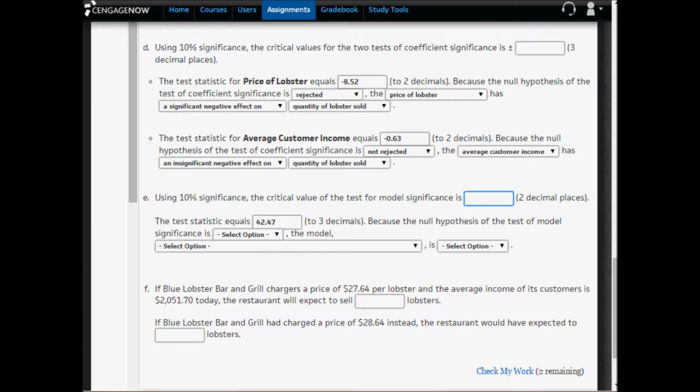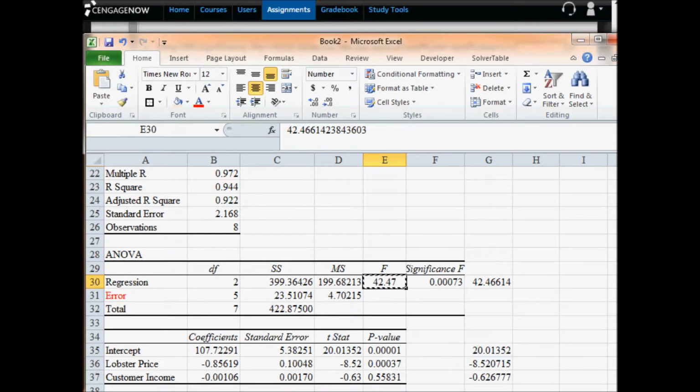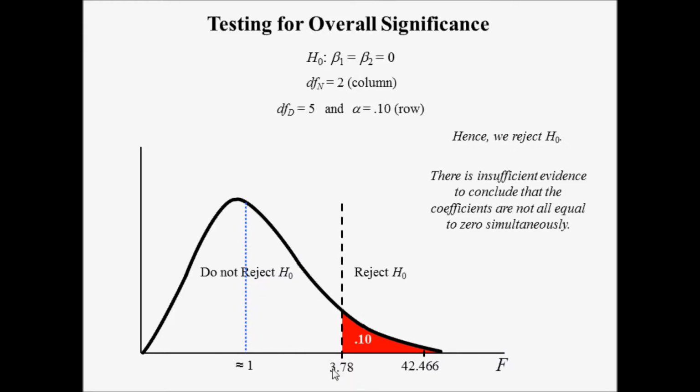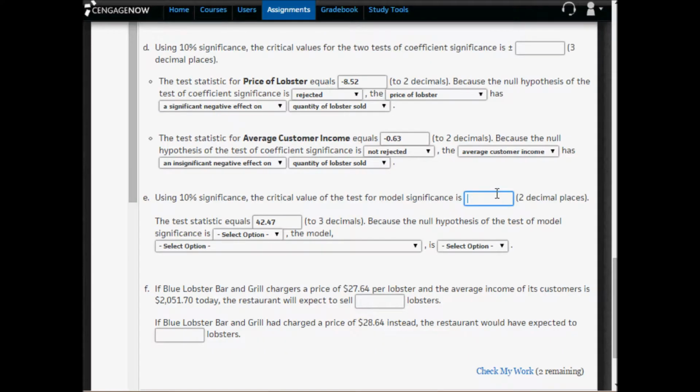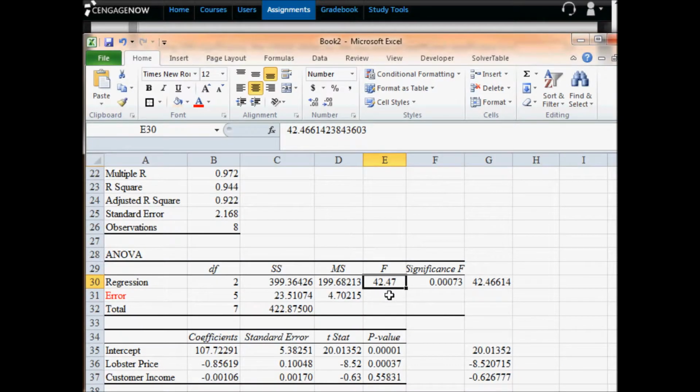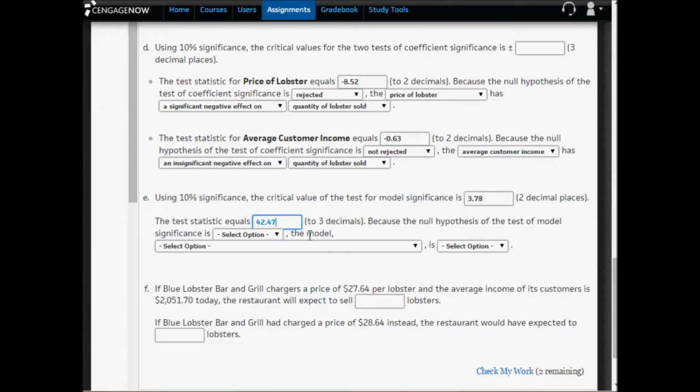The critical value, I'm going to have to get that from my PowerPoint. The critical value is 3.78, correct? I'll get that from the table. So the critical value of the test for model significance is 3.78. The test statistic is 42.47.